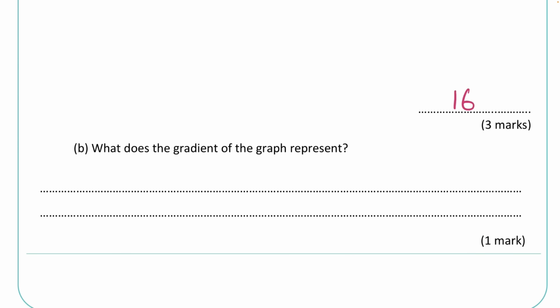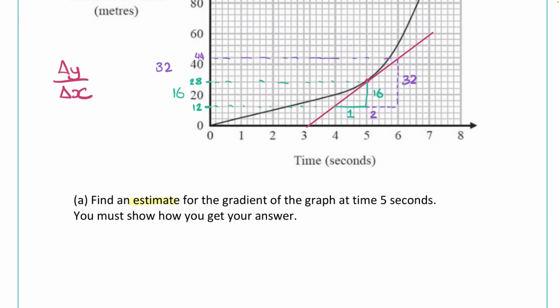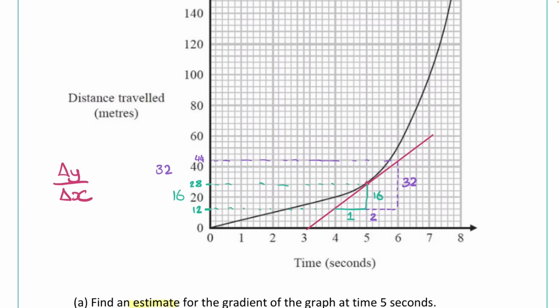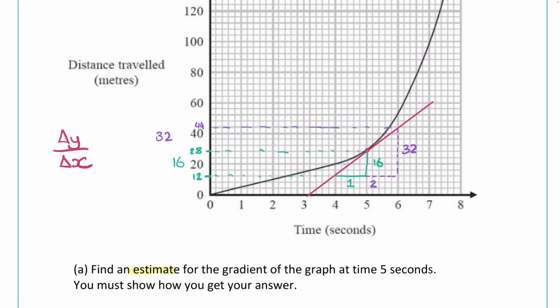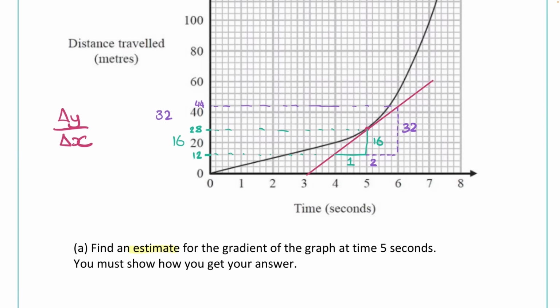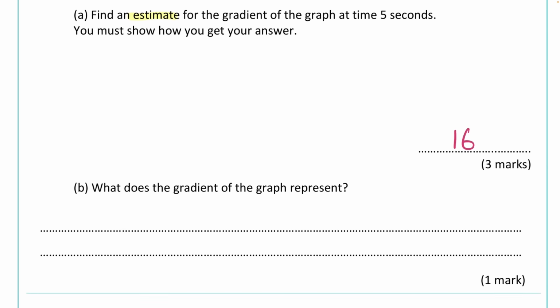Now it says in part B here, what does the gradient of the graph represent? Any gradient on a graph like this represents the change between the two things. So in this case it's the change in distance over time. If we think about the division that we've actually done there, we've done distance divided by time. That's what the change in y was, the distance, and the change in x was the time. And distance divided by time is speed. That is literally our formula for speed. It's equal to distance over time. So for part B here, the gradient represents the speed.